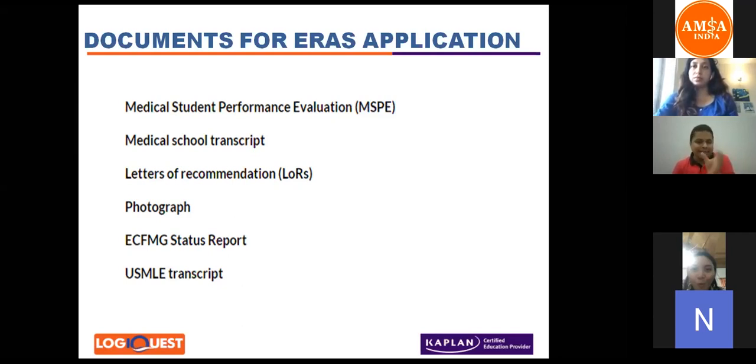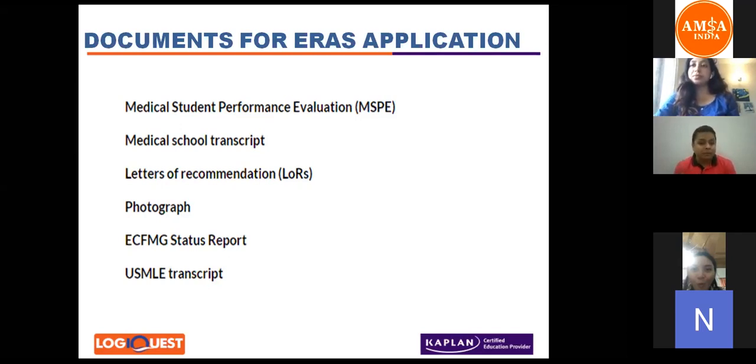Previously, this document was widely called the Dean's Letter. Now the terminology has changed, but the MSPE is still the dean's letter only. The dean has to write good things about you, that he or she is my student academically, how brilliant you are, how outstanding you are. It's a cousin brother of letters of recommendation, I would say. So it's like a dean's letter where they are recommending you.